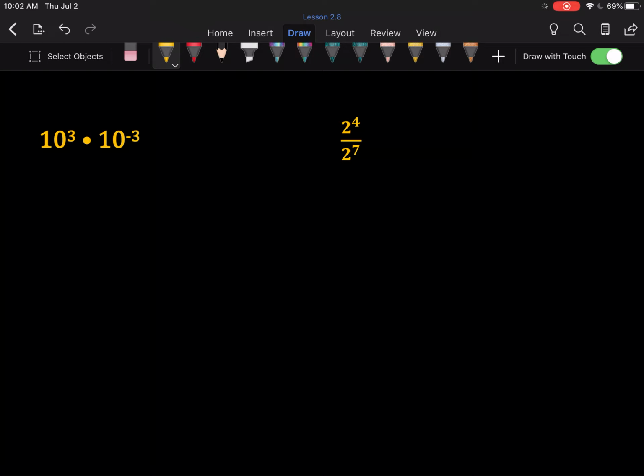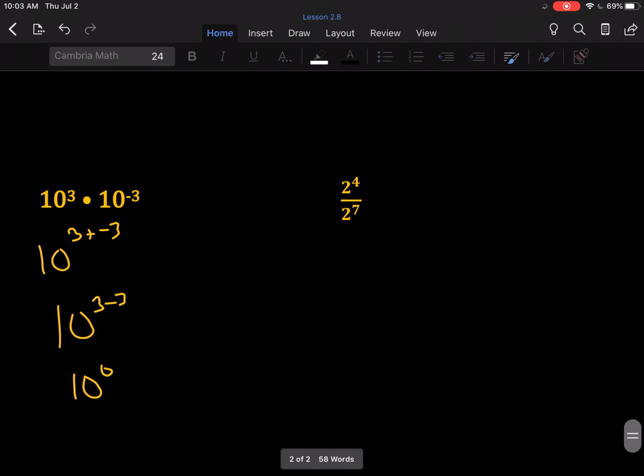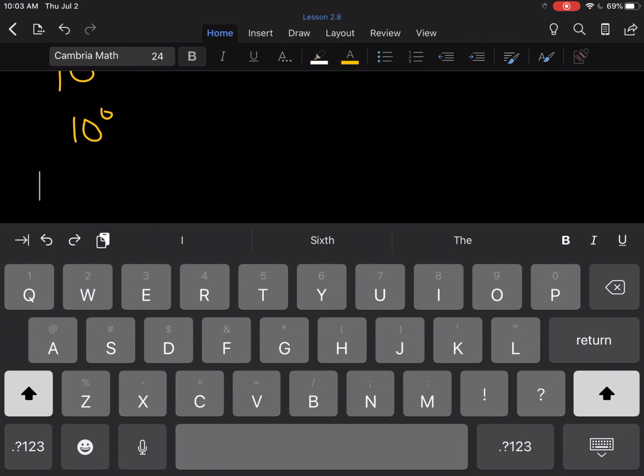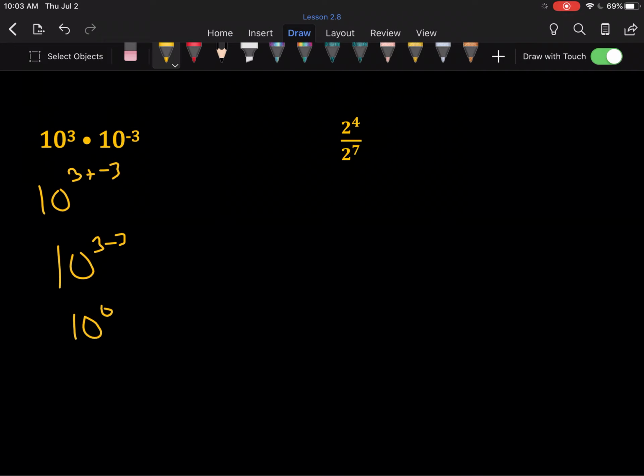Now we want to use our rules. 10 to the third times 10 to the negative third is 10 to the 3 plus -3. Right? This should be familiar. This comes from the last lesson. Of course, 3 plus -3 is not something I like, so that's 10 to the 3 minus 3. 3 minus 3 is 0. Whoops. Give me a second, I need to remind my iPad that I am allowed to do this. And anything to the 0 power is 1.